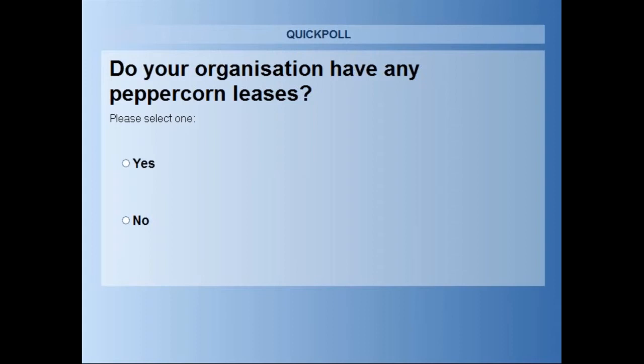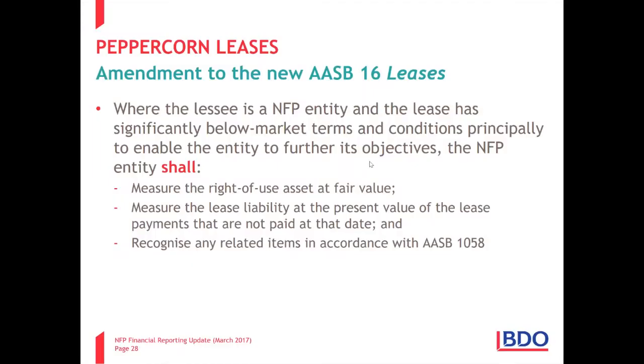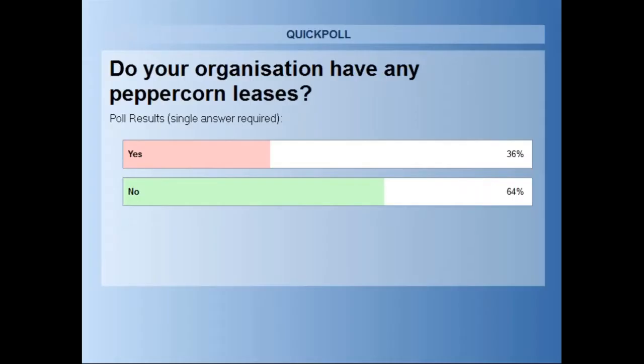So please vote. As I speak about this standard at many events, there are always people who come to me afterwards and say, Aletta, we've got peppercorn leases, we've got a lot of peppercorn leases, this is a disaster, how do we determine the fair value? It's going to have a big impact on us. I want to try and assess how many of you actually have peppercorn leases. That would be very interesting. I'll give you another 10 seconds if you want to vote. Let me know whether you've got them or not.